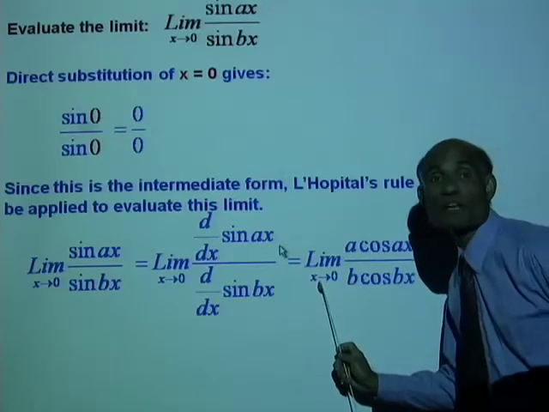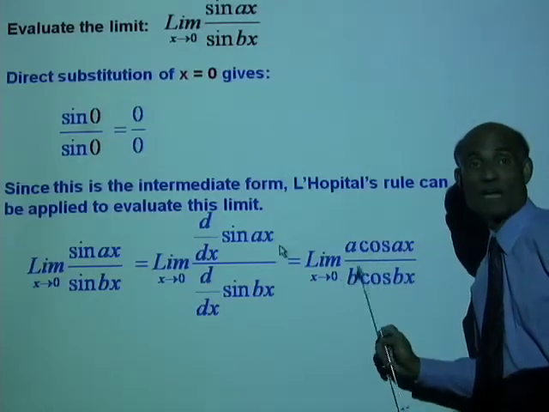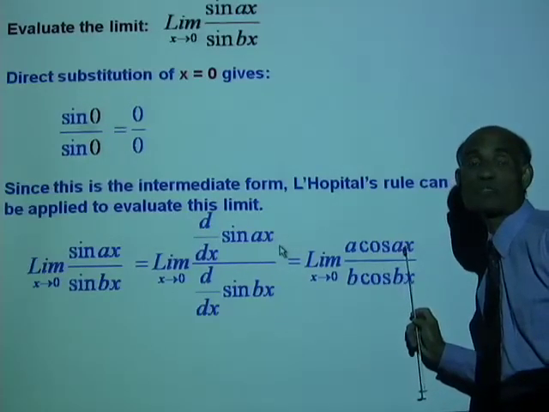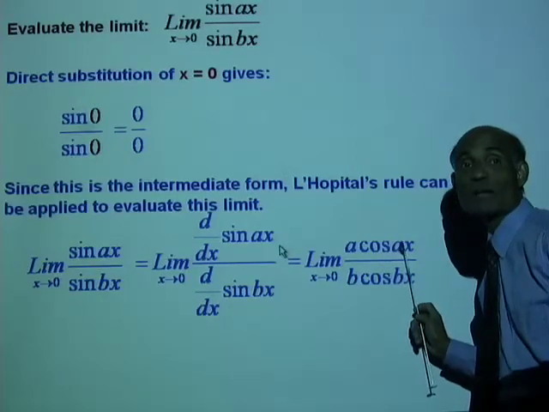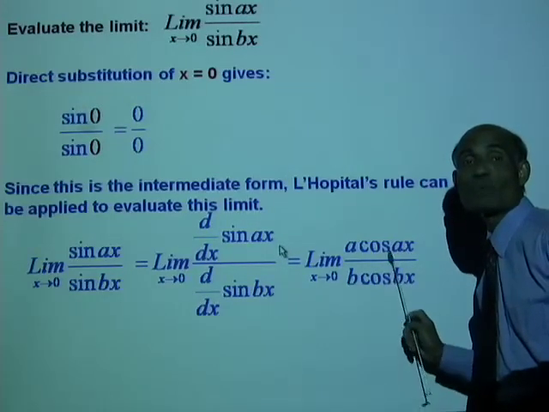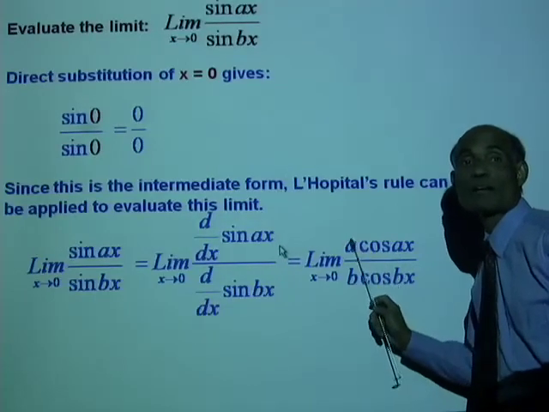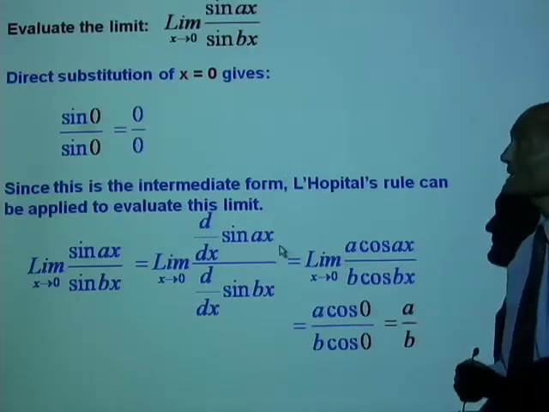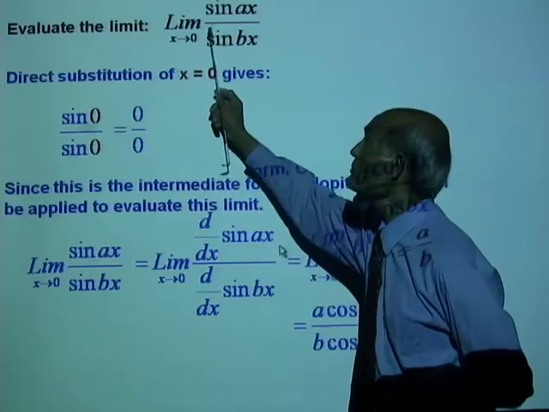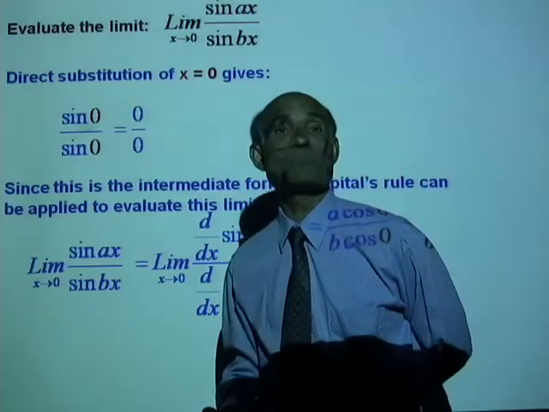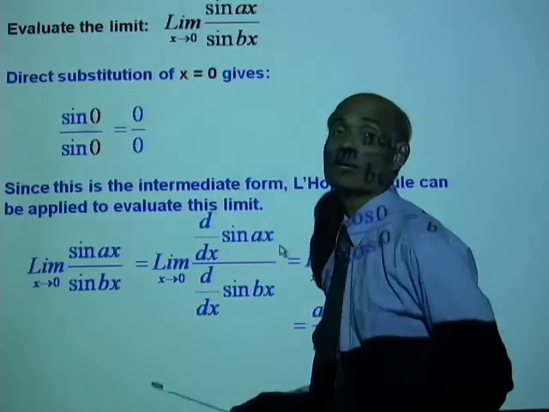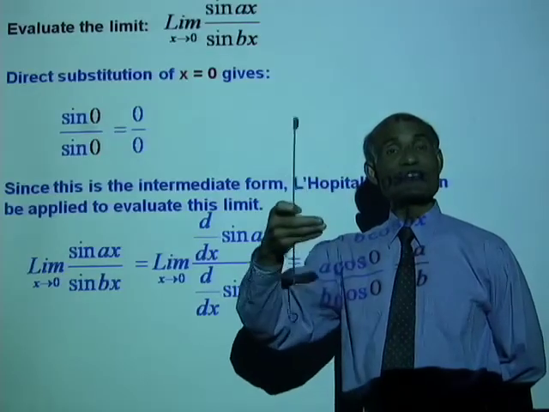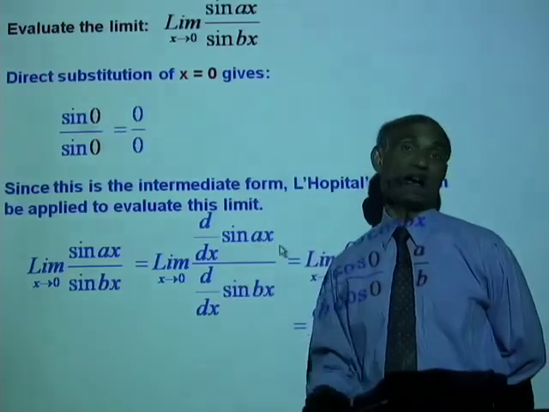And now if you replace x by 0, what happens? When x equals 0, ax is 0. What is cosine of 0? Cos 0 is 1. So in the numerator and the denominator, cos 0 becomes 1, and therefore the value of that limit is a over b. That's right. So the limit as x approaches 0 of sine ax over sine bx is a over b. The limit as x approaches 0 of sine 2x divided by sine 3x will be 2 over 3, and so on.